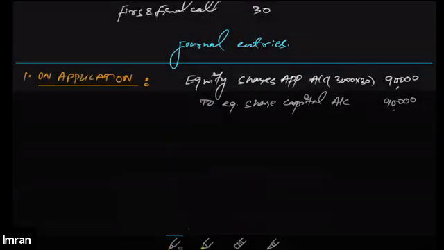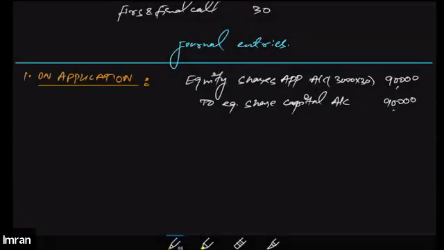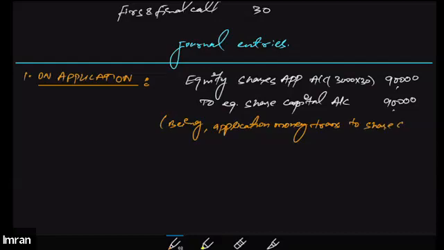So we will write down the narration as being: this is the transfer entry, being application money transfer to share capital.